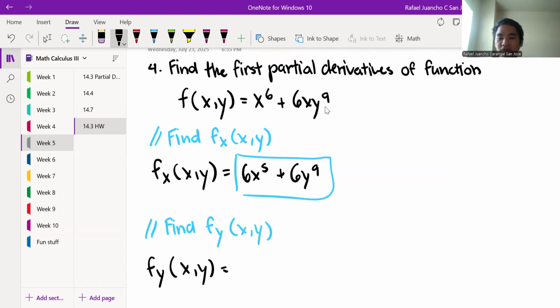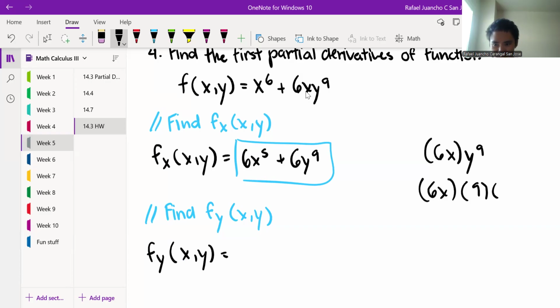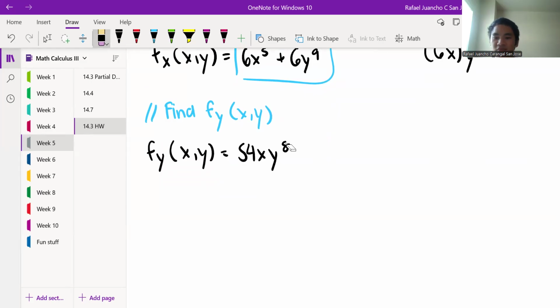Now we look at 6xy to the 9th. What is that? 6 is a constant. x is a constant. So we treat it like this: 6x, y to the 9th. Here, this is just 6x. We leave it as is. We take the derivative of this, so we get 6x times 9y to the 8th. And we can just multiply, so we get 54xy to the 8th. Right? So that's how we take that derivative.